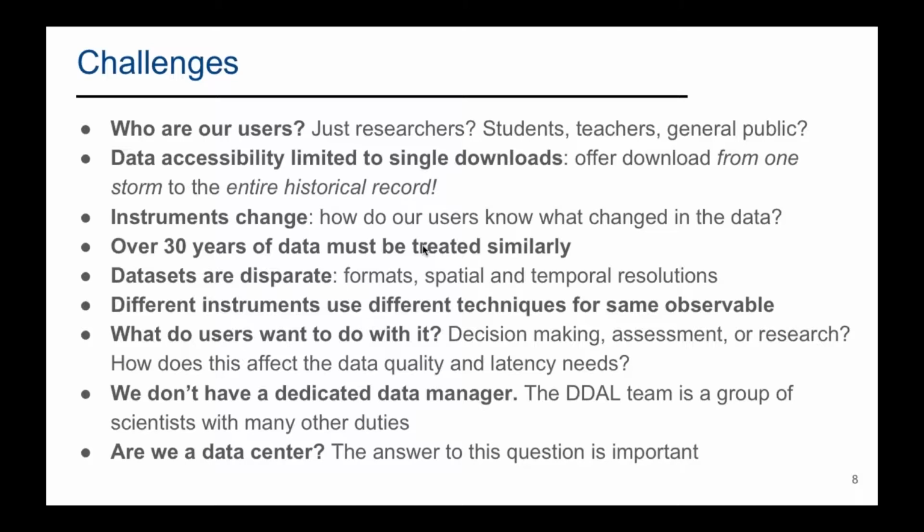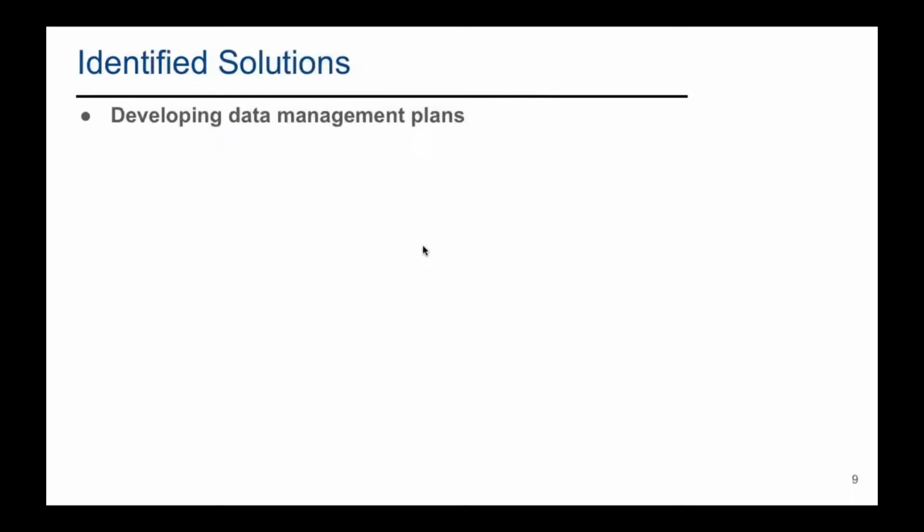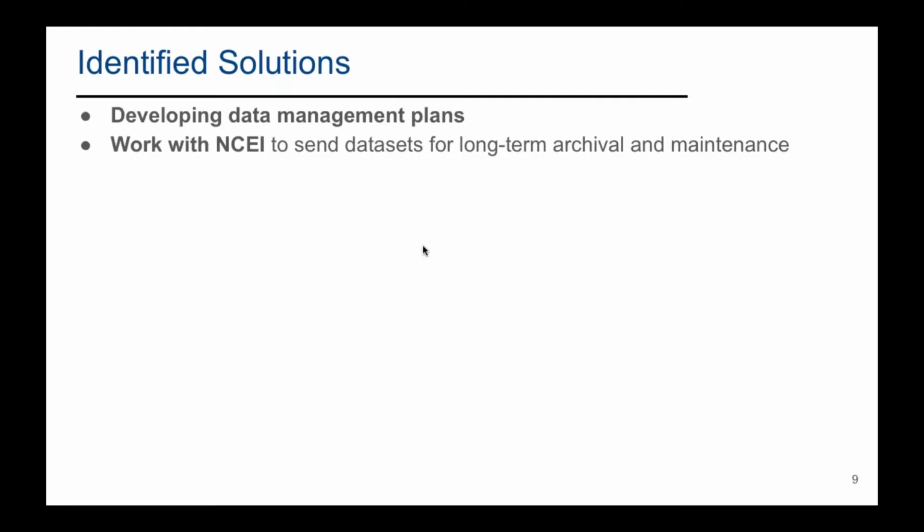We have all different formats, spatial and temporal scales. This goes hand in hand with the previous bullet. And so trying to figure out how to integrate these in a way that makes it easier for users is a challenge. When comparing with satellites and even different instruments on our planes, they all use different techniques to observe the same quantity. And so trying to figure out how to compare those and make sure the users are aware of those differences is very important as well.